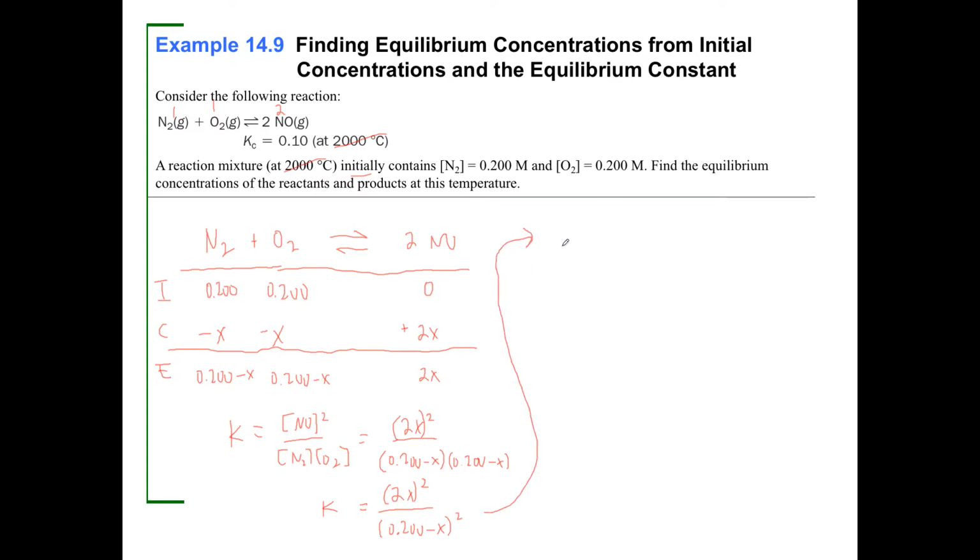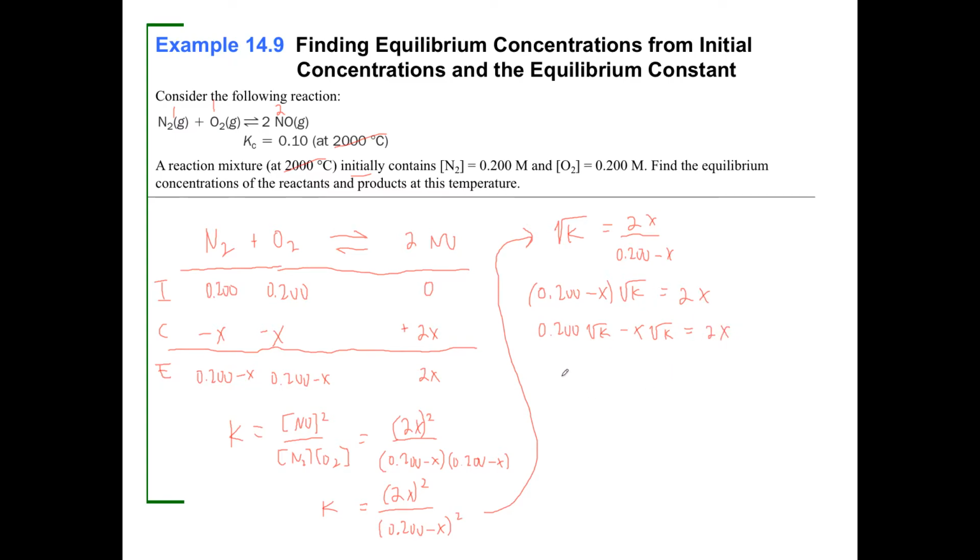I'm going to continue on the other side of this page. I can just take the square root of both sides and find out that the square root of K is equal to 2x over 0.200 minus x. Agreed? Let me solve for x now. I multiply both sides by that mess. 0.200 minus x times the square root of K is equal to 2x. I'm going to distribute that out. 0.200 root K minus x root K is equal to 2x.